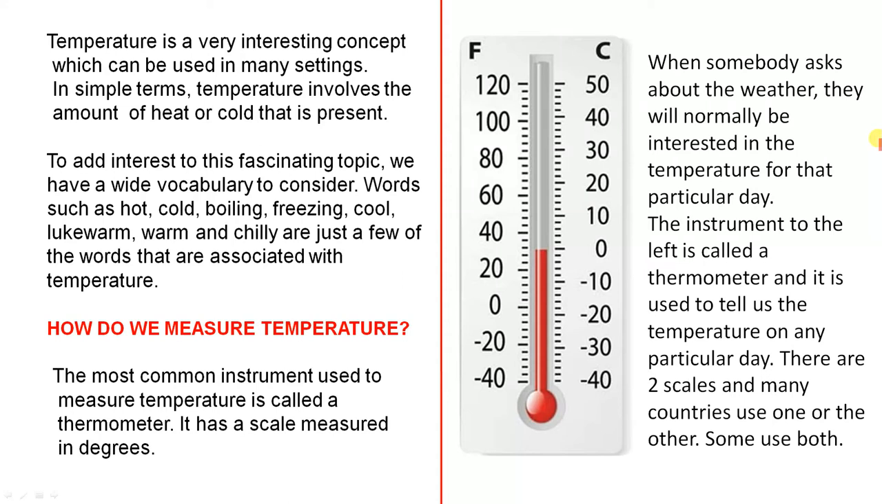When somebody asks about the weather, they will normally be interested in the temperature for that particular day. The instrument to the left is called a thermometer, and it is used to tell us the temperature on any particular day. There are two scales, and many countries use one or the other. Some use both. So we have here what we call the Fahrenheit scale, and here we have the centigrade or Celsius scale.